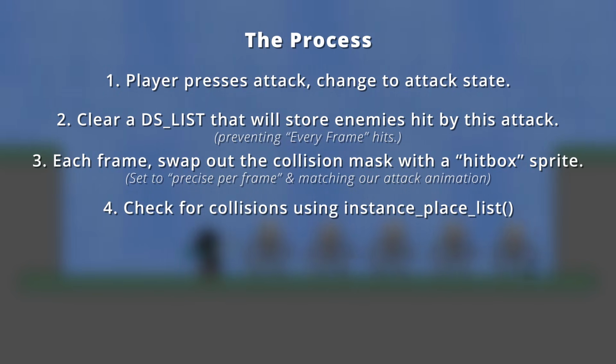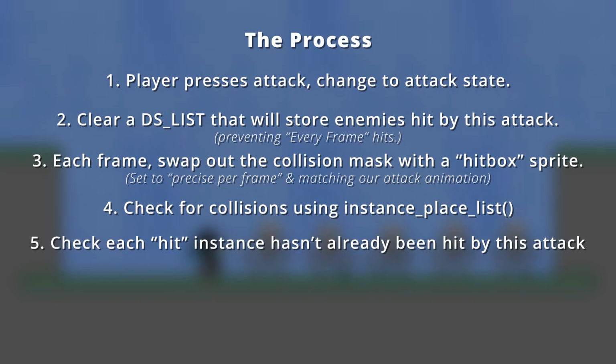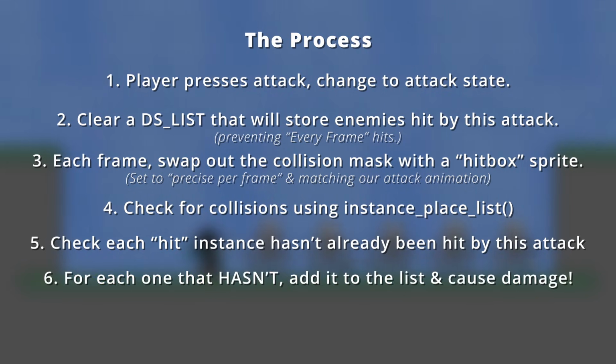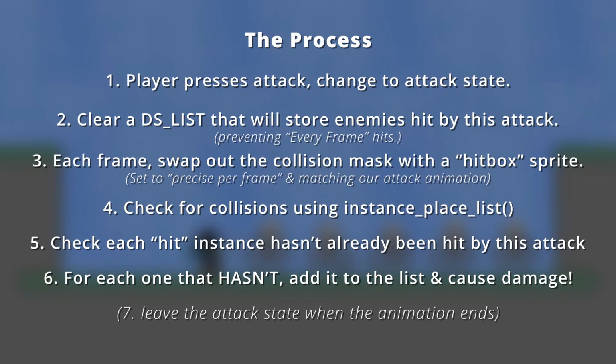So after swapping to this mask, what we're going to do is use the new collision list functions to check to see which enemies we've hit, which returns them into a DS list. We check each instance ID in that DS list to see if it already exists in our list of things that have been hit so far by this individual attack. For each one that has not yet been hit by this individual attack, we add its ID to the list of things that have been hit by this attack, and then we cause the effects of the attack on that instance. And that's pretty much all there is to it.